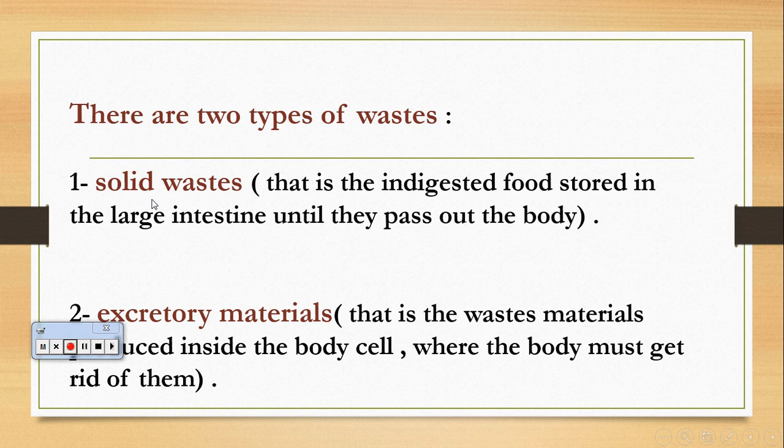Do you remember where solid wastes come from? Yes, solid wastes come from undigested food that is stored in the large intestine until it passes out of the body. What about excretory materials? They are the waste materials produced inside the body cells, which the body must get rid of after digesting food. Clear?